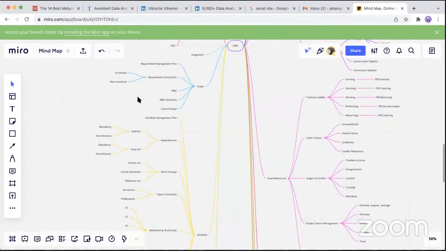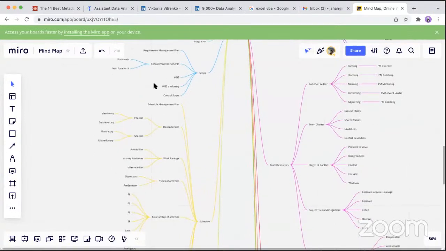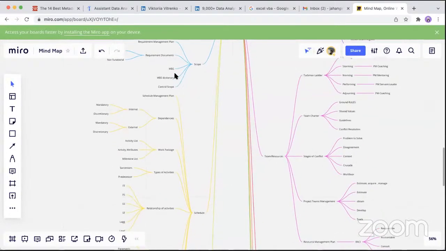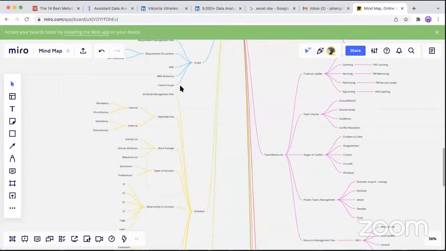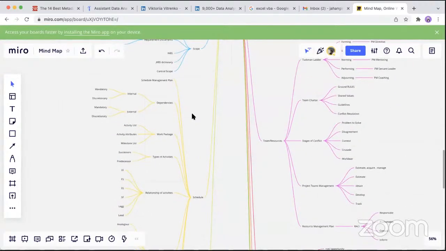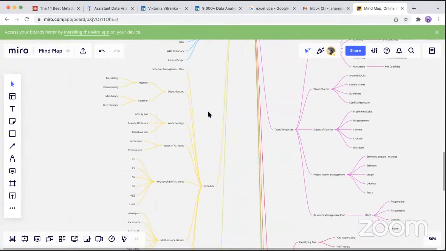Requirement. Two types of requirement document: functional and non-functional. In scope, we create a scope baseline. Also, WBS, work breakdown structure. We have a WBS dictionary. WBS dictionary contains all types of information related to WBS. Also, after that we control the scope.